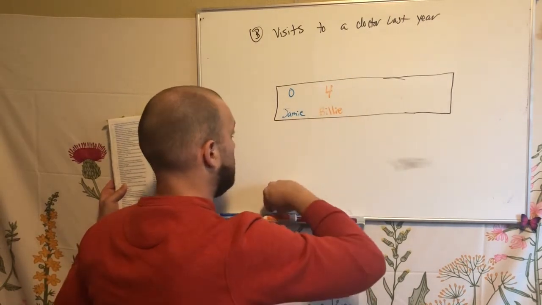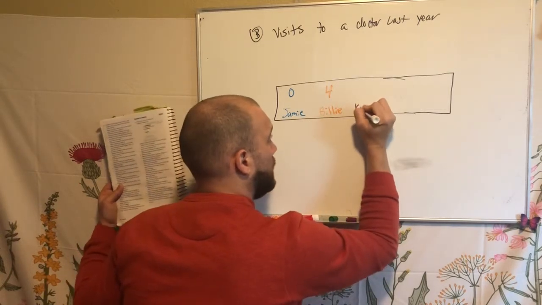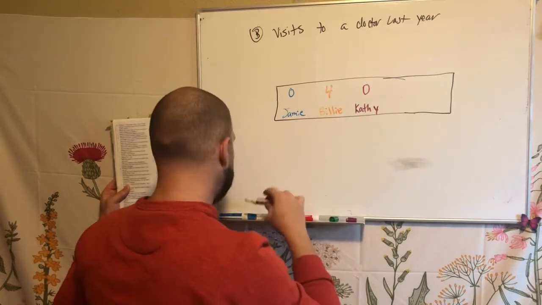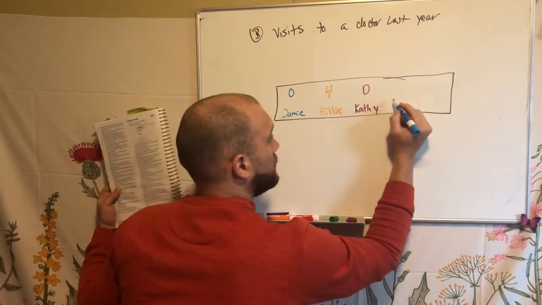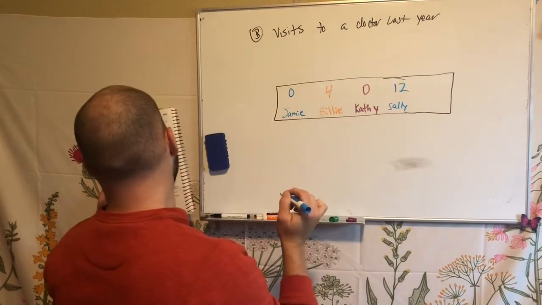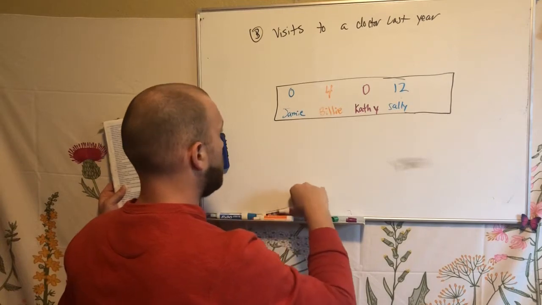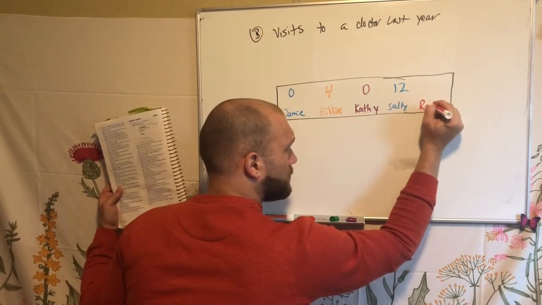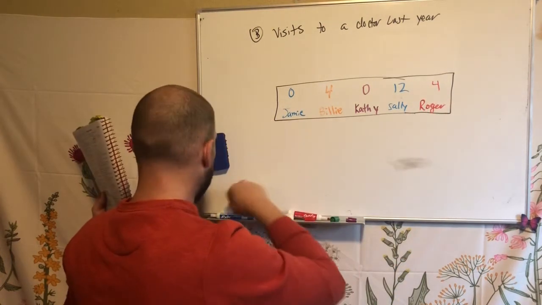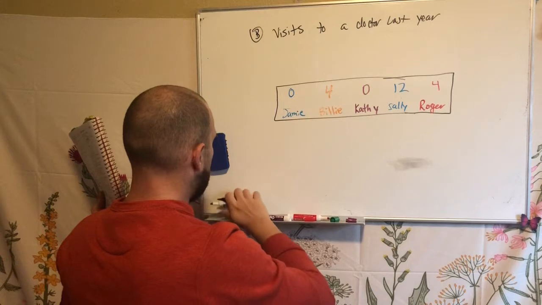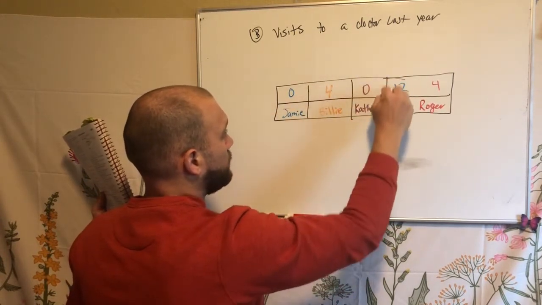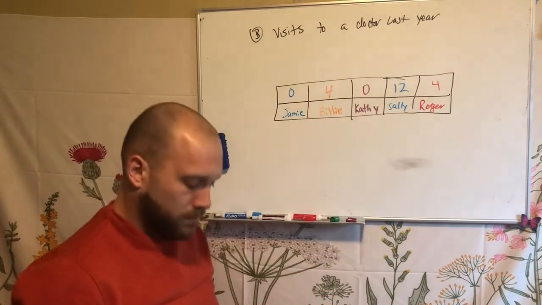Kathy, she's super healthy. Sally, Sally was not doing well. Or she's a hypochondriac. And Roger. He's all right. 4 times. So, here we have our chart.